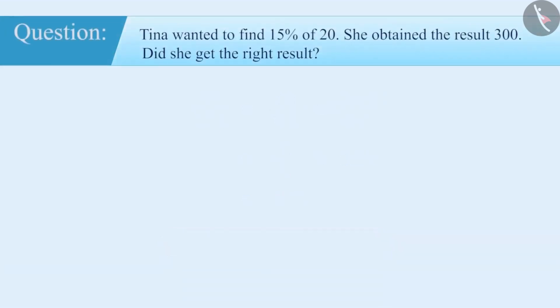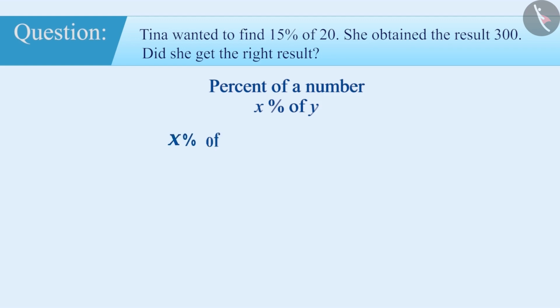Next question. Tina wanted to find 15% of 20. She obtained the result 300. Did she get the right result? Some students do not have the correct understanding to find the percent of a number. That is, they fail to understand that x% of a number y is equal to x% into y. Some mistakes are made by this.